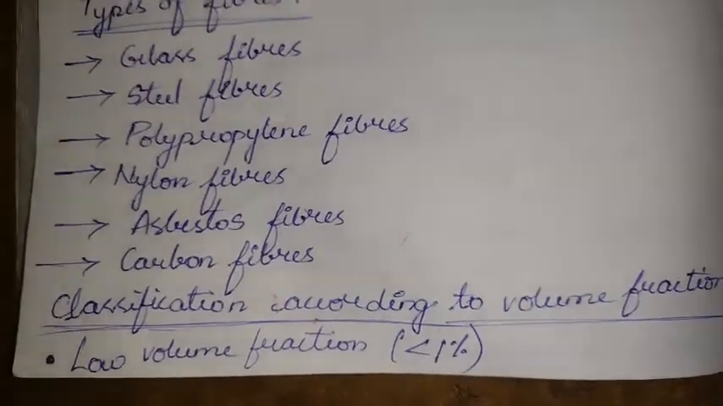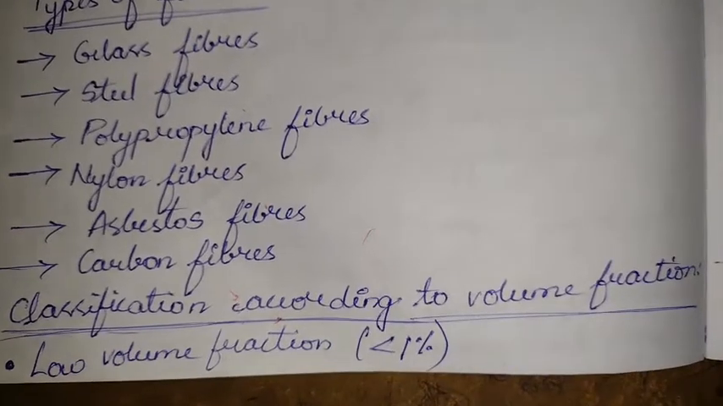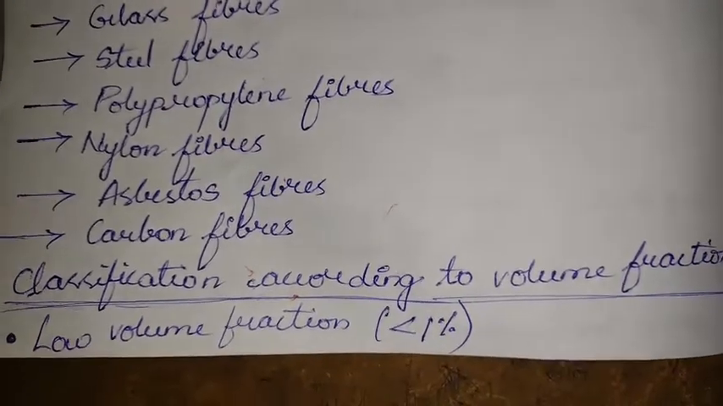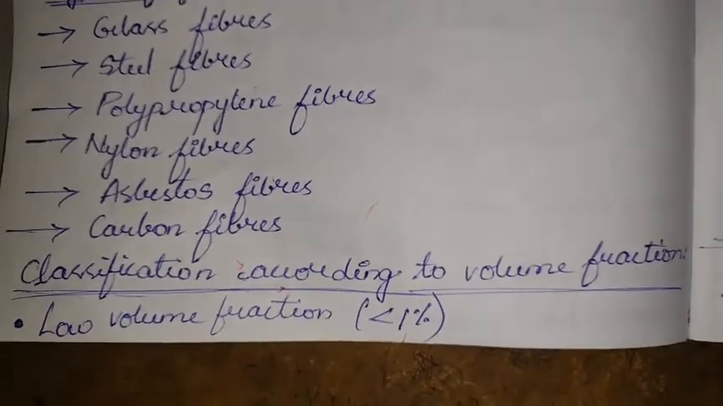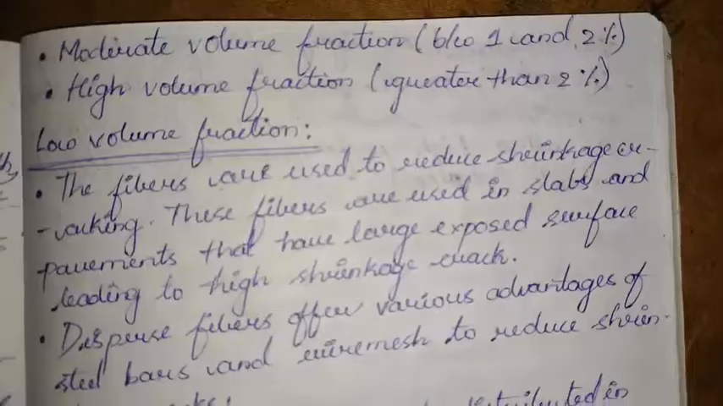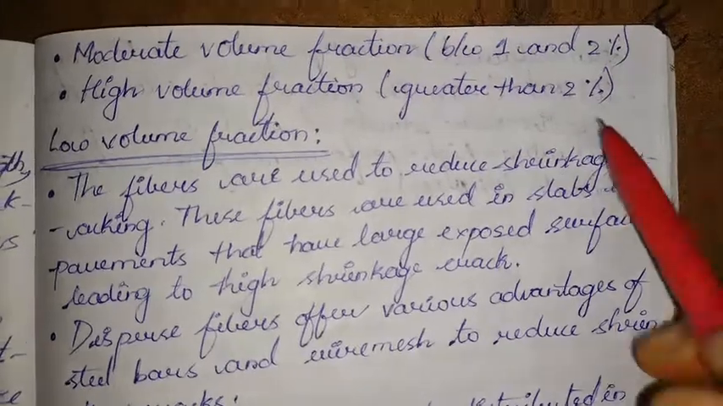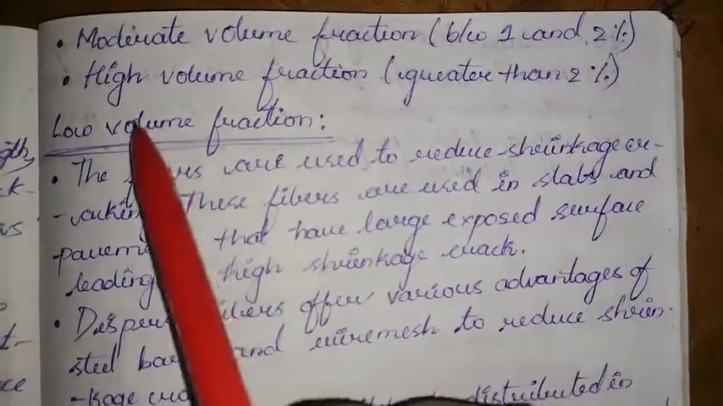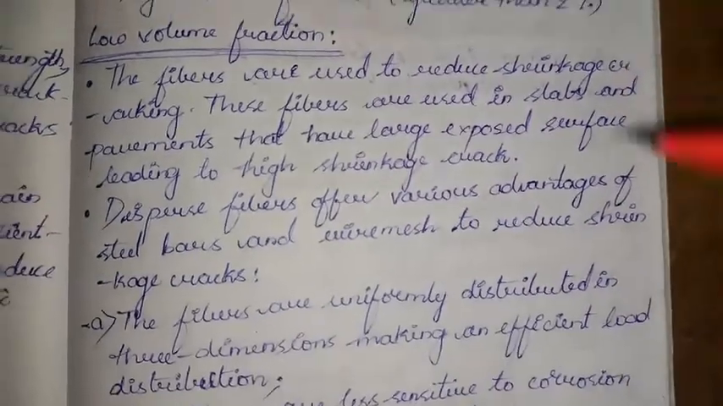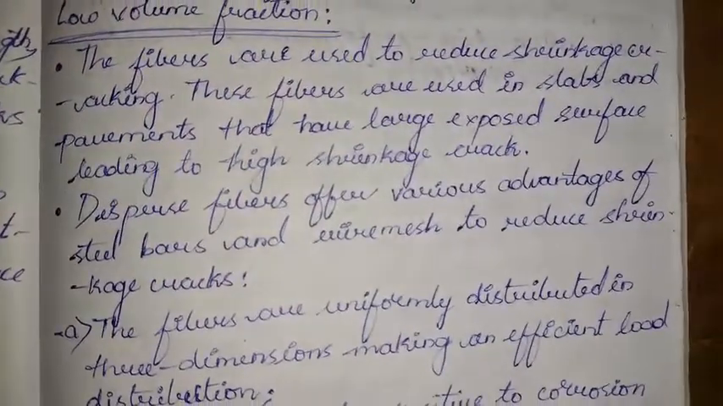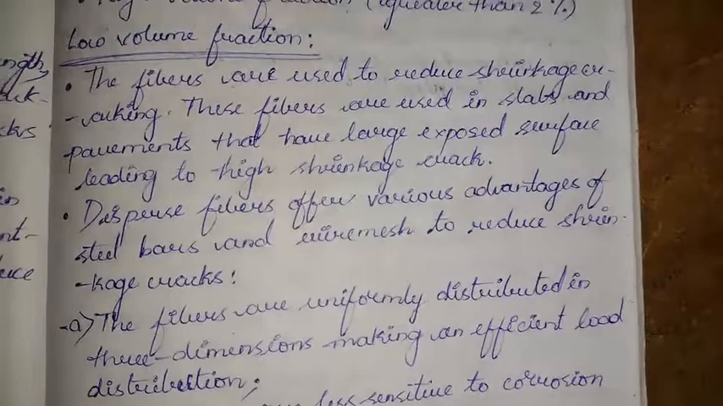Coming to the volume, the classification is according to the volume fraction. Low volume fraction, that is less than 1%, of the cementitious material we are considering. Moderate volume fraction, that is between 1 to 2%. High volume fraction, that is greater than 2%. So let us first discuss individually what low volume fraction, medium volume fraction and high volume fraction are.